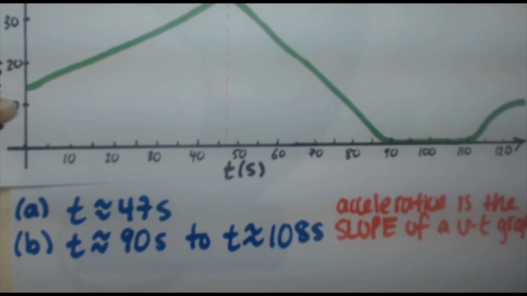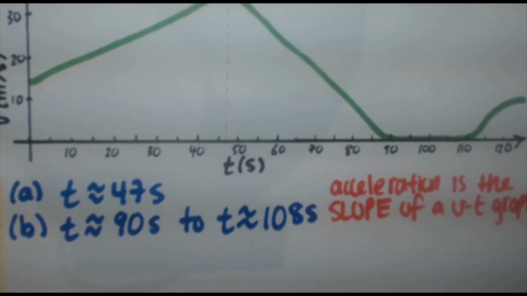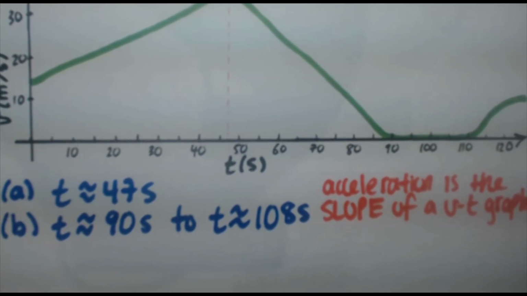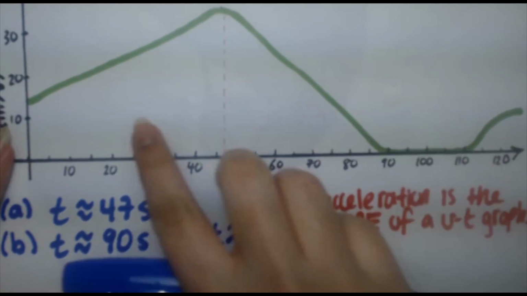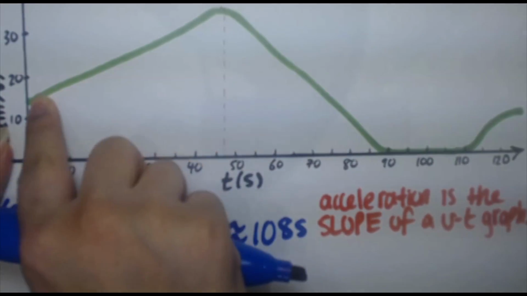Okay, so let's shift this up a little bit. Okay, so acceleration is the slope indeed. So when is the acceleration constant? Well, since the slope measures acceleration, wherever the slope is constant, that's where the acceleration is constant. Okay, let me just shift that down. Look at this. We've got a constant slope.